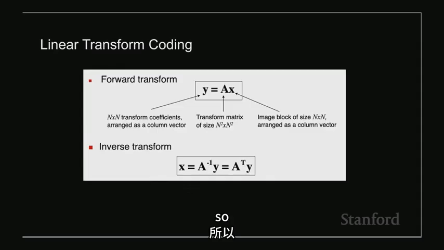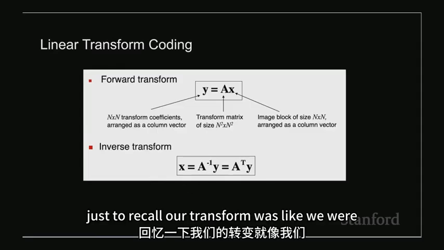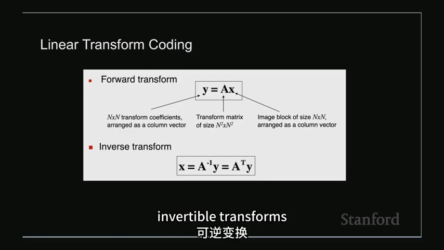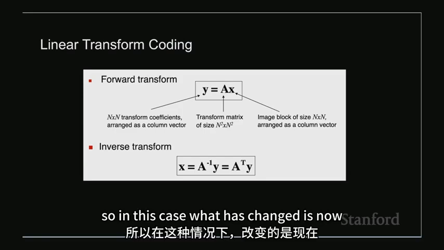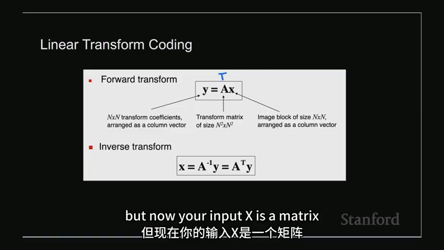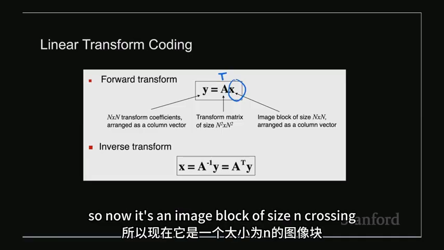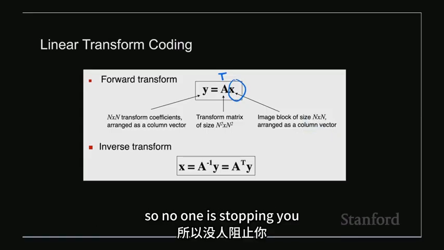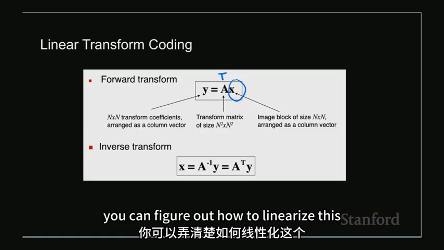Okay. So just to recall, we were thinking of only linear transforms so far, right? We have restricted ourselves to linear invertible transforms. In this case, what has changed is that your A is the same as the transform, but now your input X is a matrix. Earlier it used to be a vector. So now it's an image block of size n cross n. But you can also arrange it as a column vector, right? No one is stopping you. You can figure out how to linearize this.